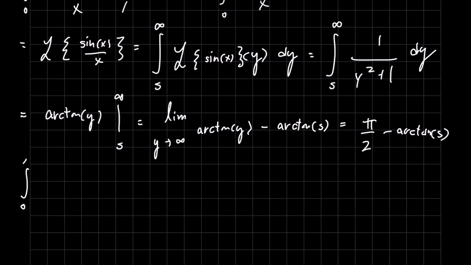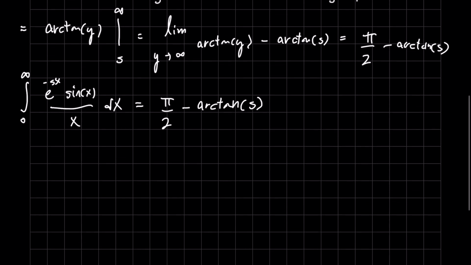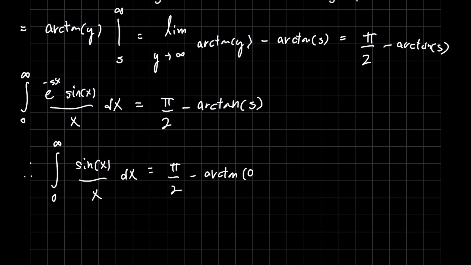So now we have the integral from 0 to infinity of e to the minus sx sine of x over x dx equal to pi over 2 minus the arctangent of s. So now letting s equal 0, we have that the integral from 0 to infinity of sine of x over x dx is just pi over 2 minus the arctangent of 0. But that's clearly 0, and so this is just equal to pi over 2. So that is the final result to this integral.